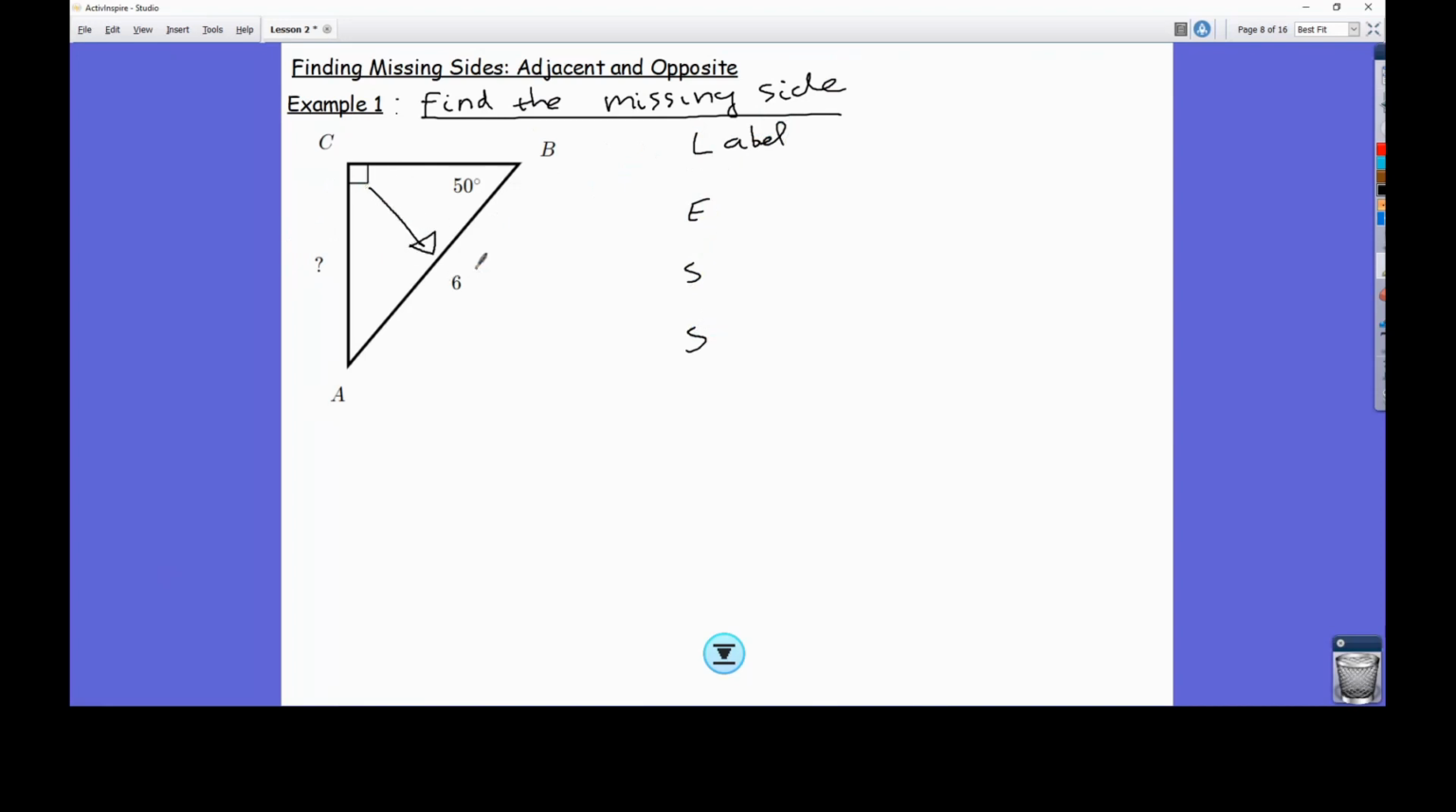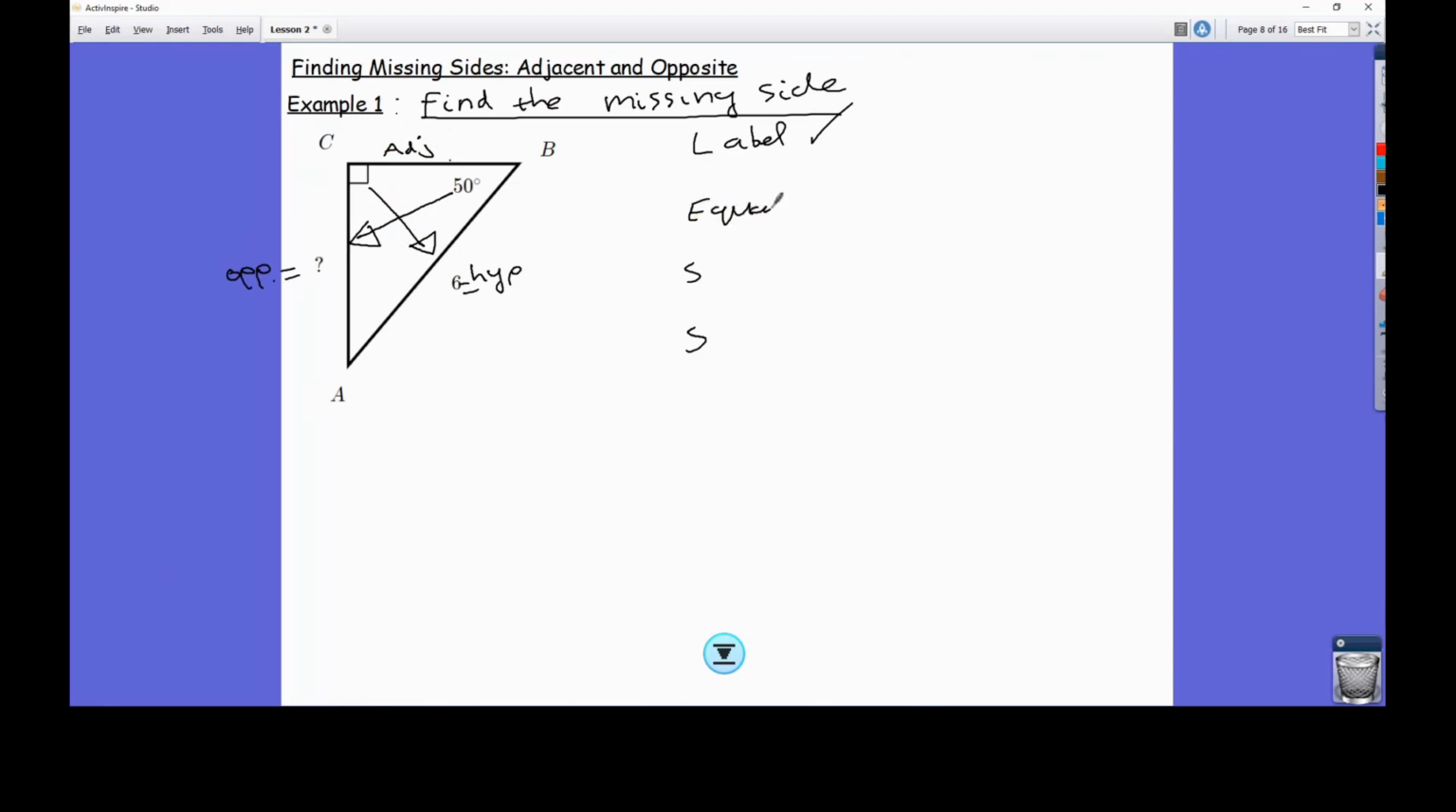So opposite the right angle is our hypotenuse, which is 6. I could put 6 equals hypotenuse, or hypotenuse equals 6. Opposite the given angle is the opposite, so I'm going to say op is going to be my missing side. And then the adjacent is going to be the remaining side, which is just this one here, BC. Okay, great. So we've labeled our triangle. Now let's look at the equations on offer. That's the E in less.